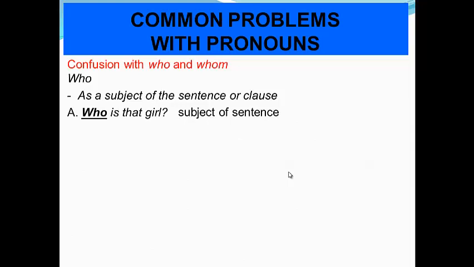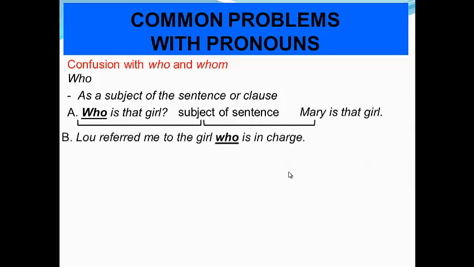In example A, who is the subject of the sentence in the question. You can prove it by substituting the relative pronoun by a name, as in B. The girl is the subject of the clause who is in charge, and the relative pronoun who takes its place in the clause.